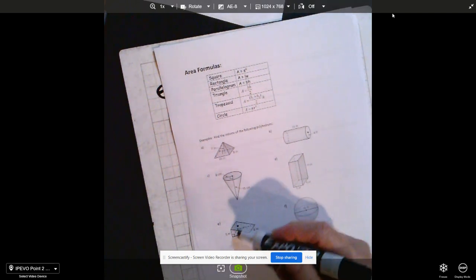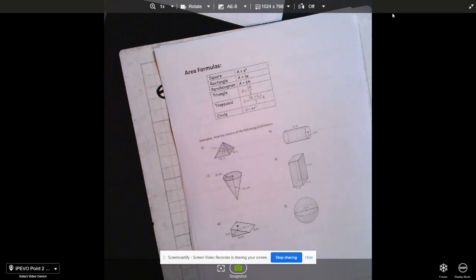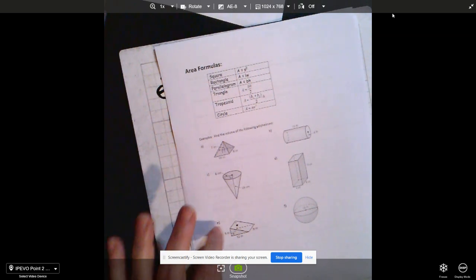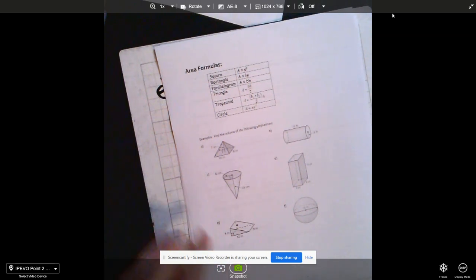So because I have two parallel triangle bases and all the other sides are rectangles, this is actually a triangular prism. And this is where kids sometimes will call this a pyramid, but you see it can't be a pyramid because it doesn't come to just one point. So this is a triangular prism.